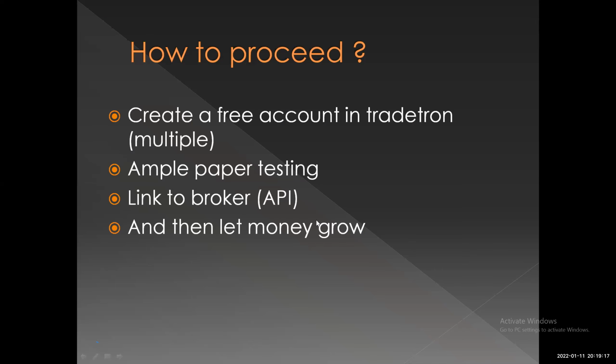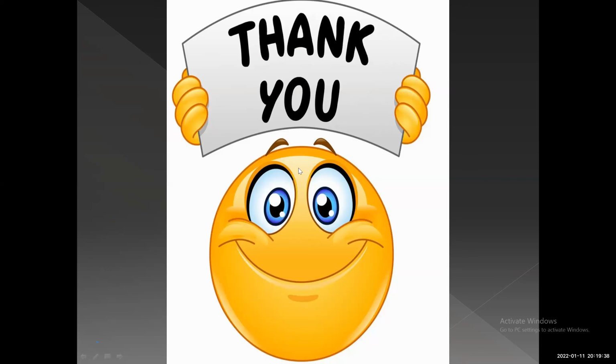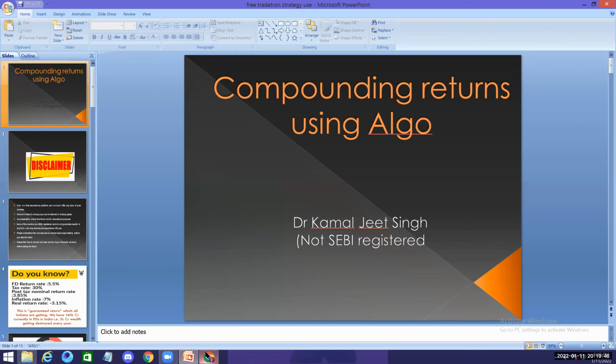Now, how to proceed? Always create a free account in Tradetron. You can make it with Google, your emails, you have different ways. Do ample paper testing. I will show you how I did it. Link it to the broker if you are confident of doing a strategy, and then let your money grow very passively. Now, this is just a simple presentation I have made on this part. Now let's come down to what actually I wanted to show you.